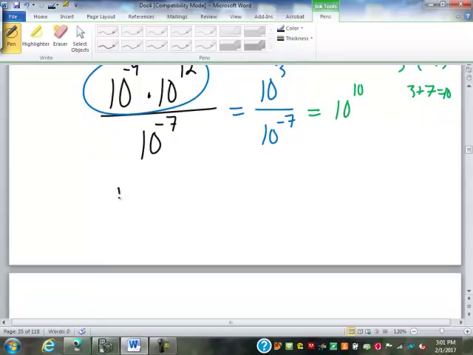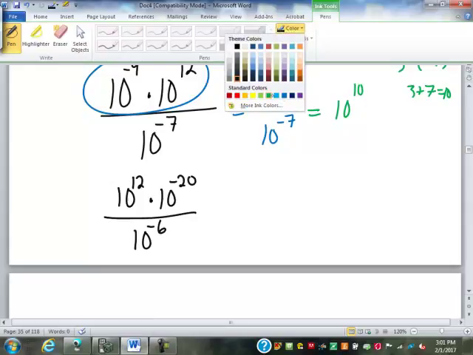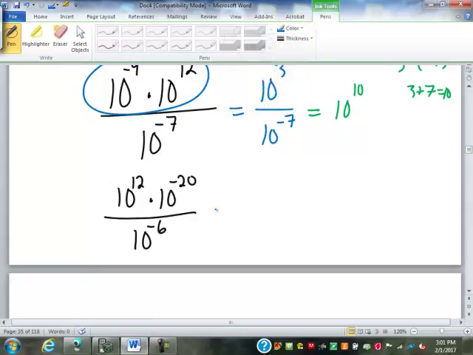In your notes, I want you to try this one. 10 to the 12th times 10 to the negative 20th over 10 to the negative 6. See what you come up with there. 10 to the 16th, you think? Something seems a little bit off there. This is going to be 10 to the negative 8 on top. You're right. 12 plus negative 20 is negative 8.